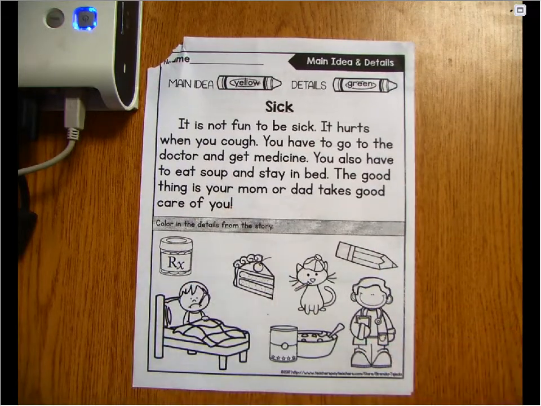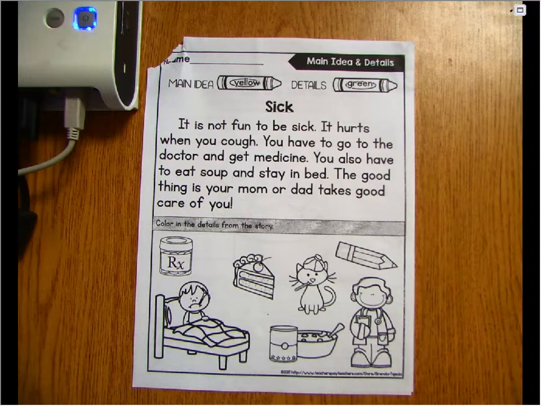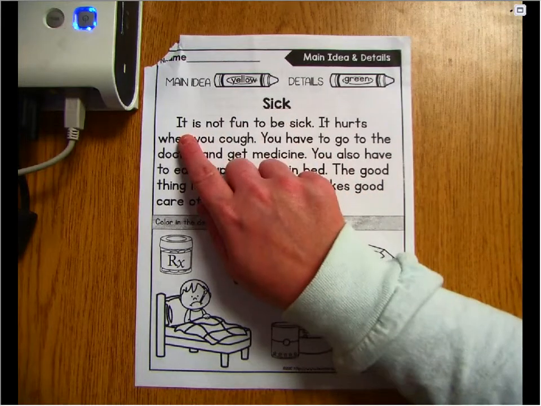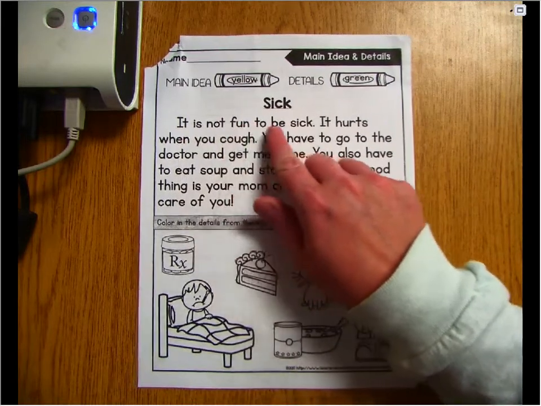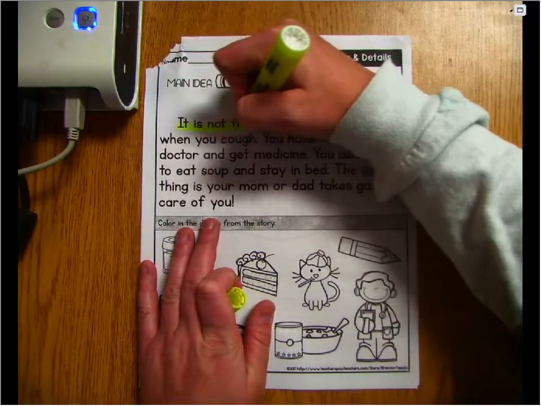When I'm thinking about the main idea of this story, I want to find what it is mostly about. Our title is Sick, and this first sentence even says, it is not fun to be sick. So that's going to be the main idea. I'm going to highlight that in yellow.